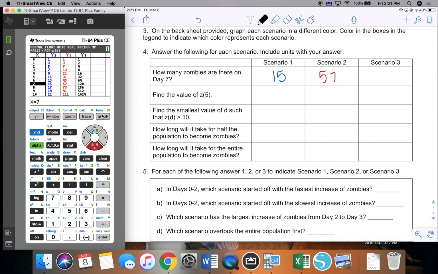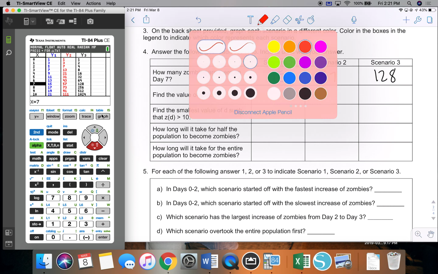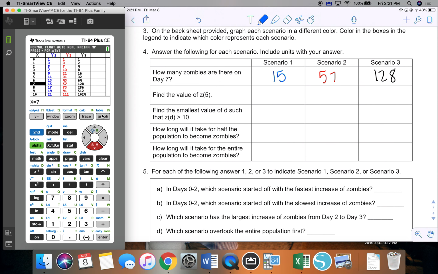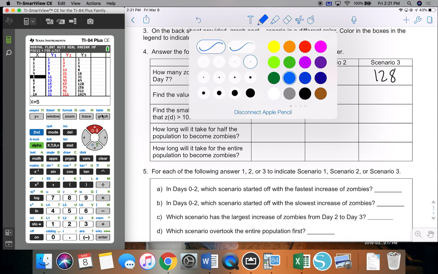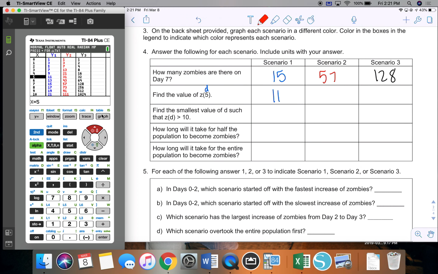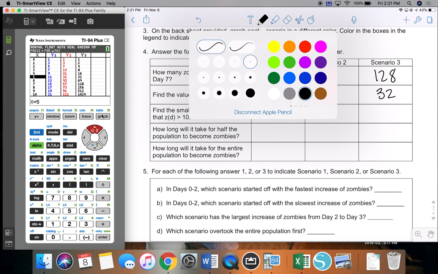15 for blue, 57 for red, and 128 for scenario 3. And then find the value of Z5. So remember, inside is always an X, or in this case, D for days. So 11 for blue, 31 for red, and 32 for black.